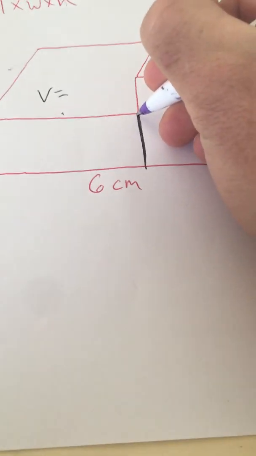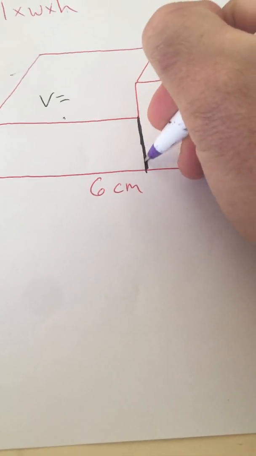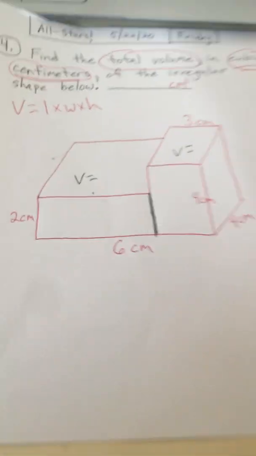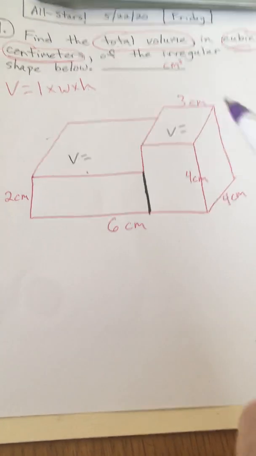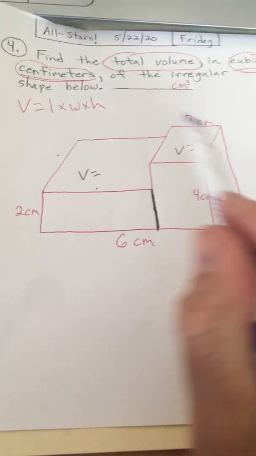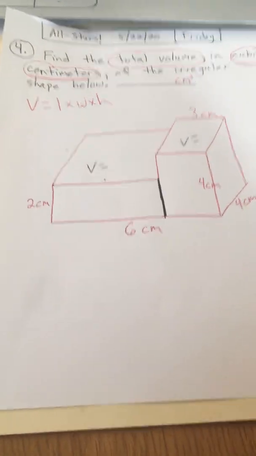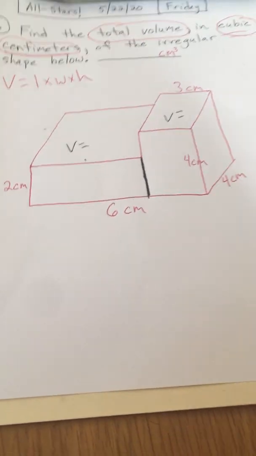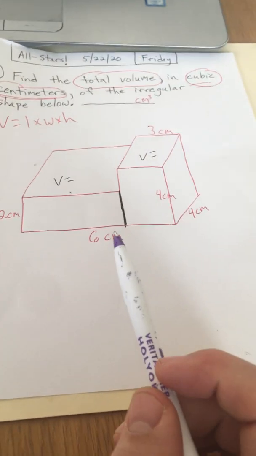Okay, so we got to be careful though. Remember that sometimes these drawings are not drawn to scale, which means that they might look like the numbers don't match, but we're going to use the numbers that they gave us. Even if it doesn't quite look right, we're going to use the numbers that the math shows us are correct.